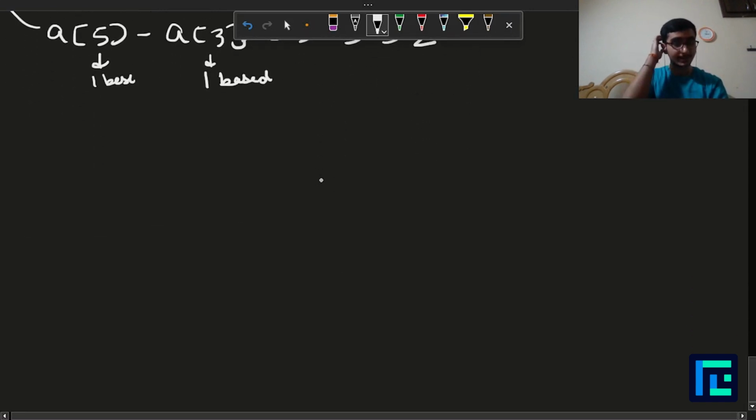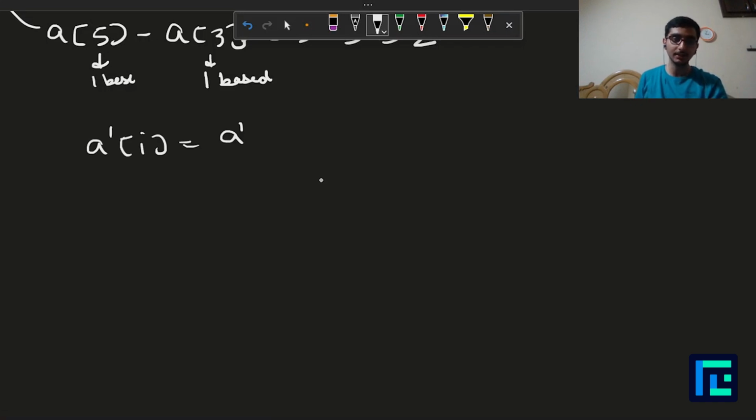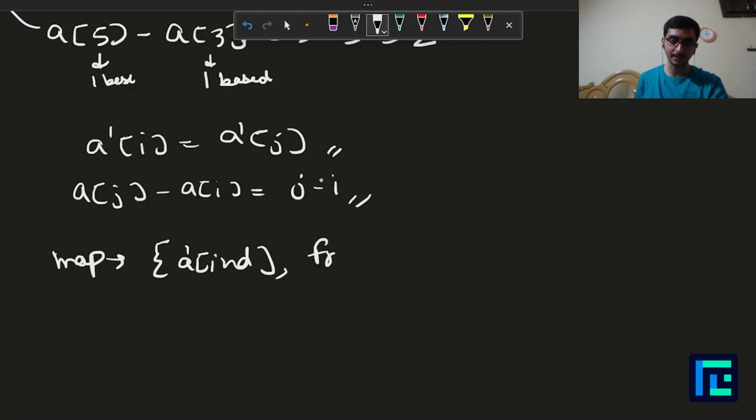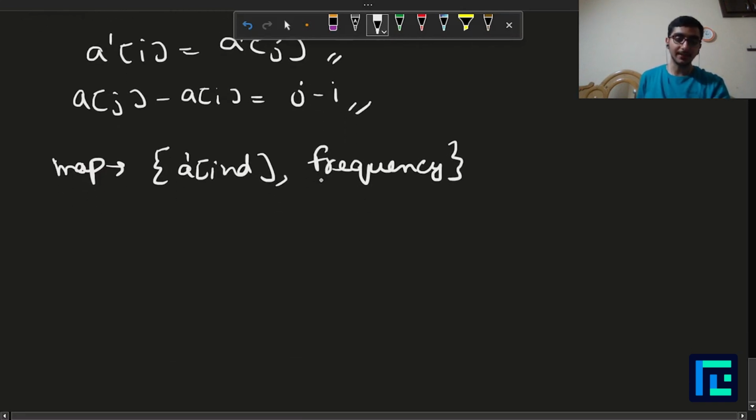Now, keeping this aside, we have proved the congruence between A dash of i equals A dash of j, and A of j minus A of i equals j minus i. I have proved the congruence, but how does this help me to calculate the number of such pairs? Now, here is the place where the map comes into the picture. As I said, the map stores pairs of A dash of some index, comma, its frequency, the number of occurrences basically.